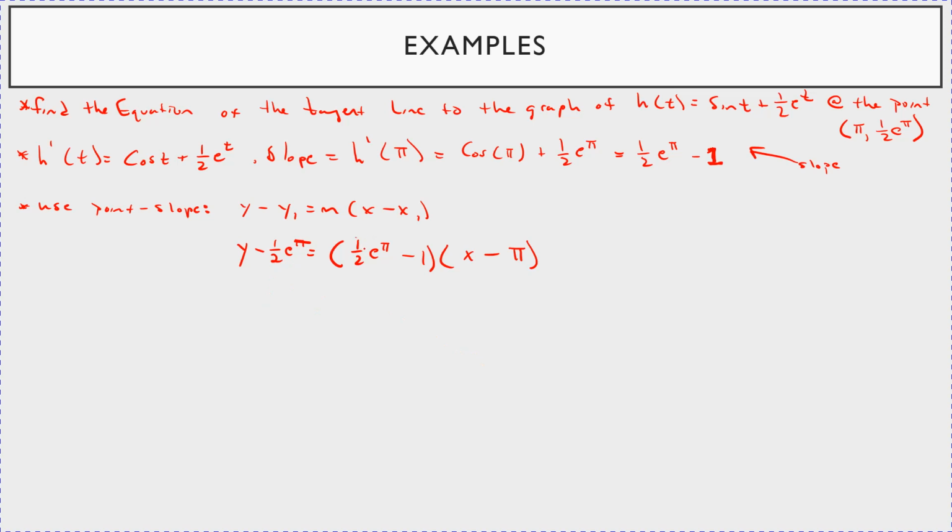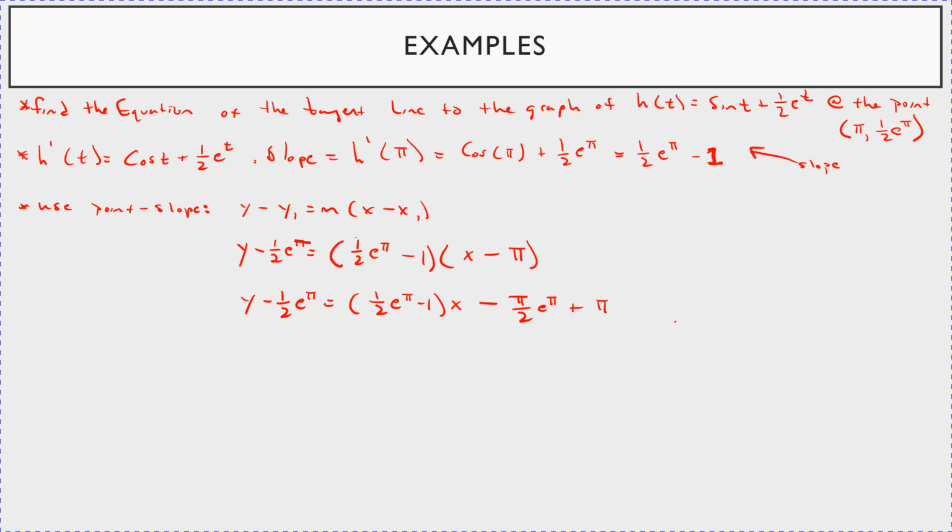All right, you have to distribute the slope. So this is y minus 1/2 e to the pi is equal to, when I distribute the slope to the x value, I'm going to leave it in parentheses, 1/2 e to the pi minus 1 times x. Now I'm going to distribute it to the constant. So this is, don't forget the minus, so this is minus pi over 2 e to the pi, minus becomes plus pi.